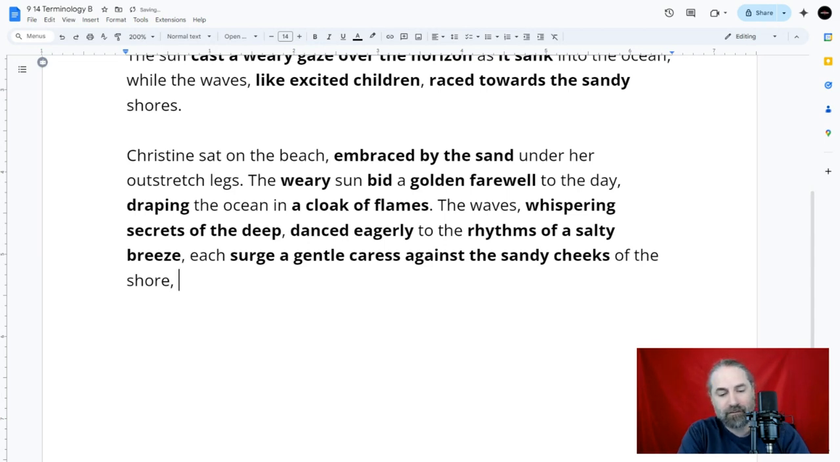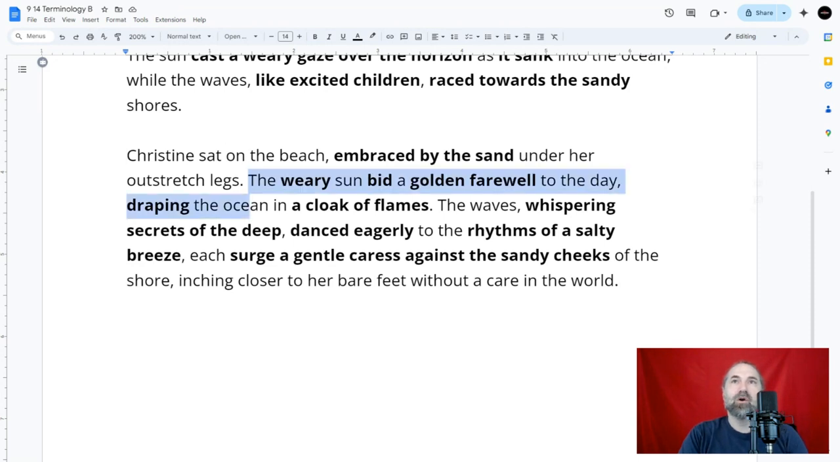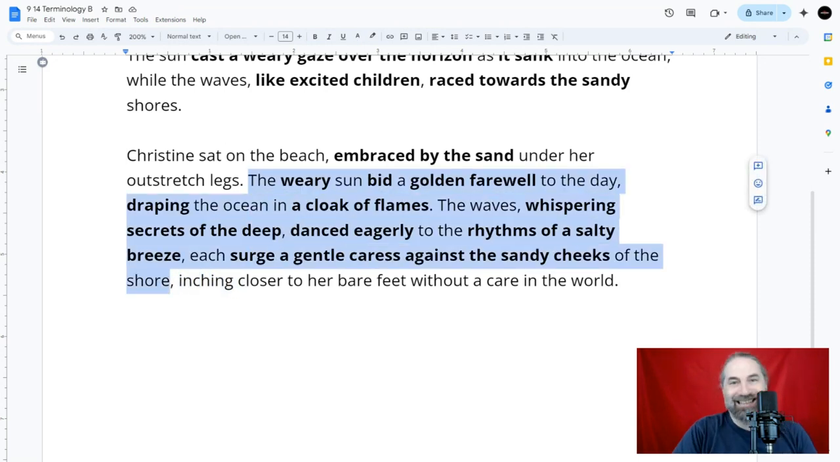The shore inching closer to her bare feet. Bare feet. Without a care in the world. So now I get to utilize all the quote unquote descriptiveness. Like, all this is ultimately doing nothing.